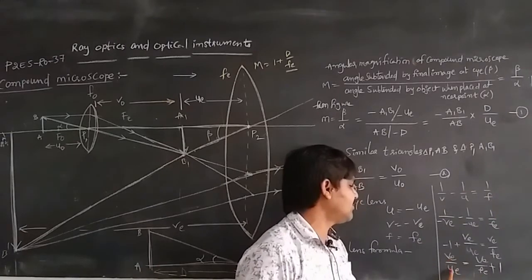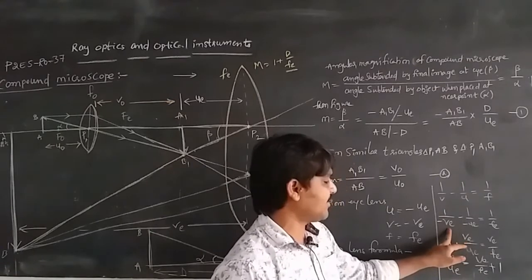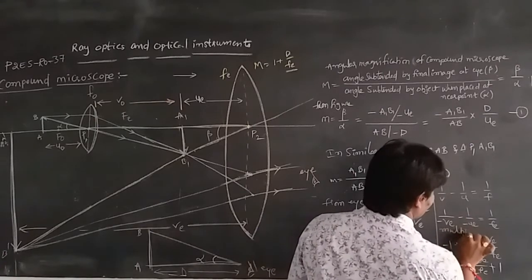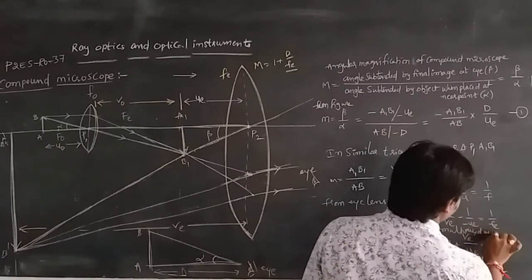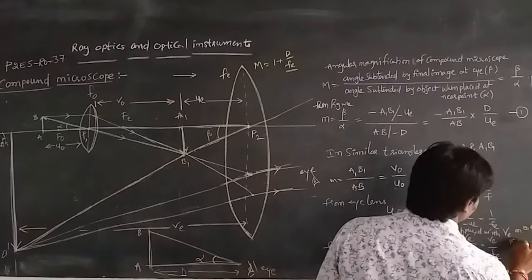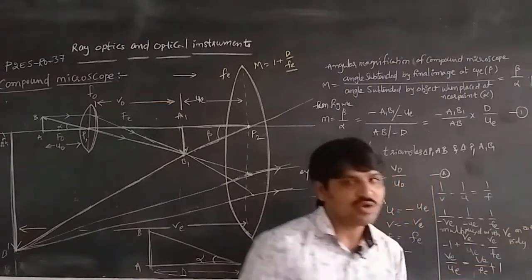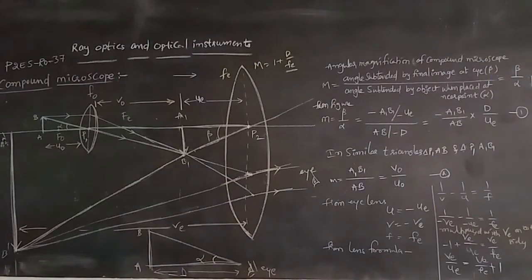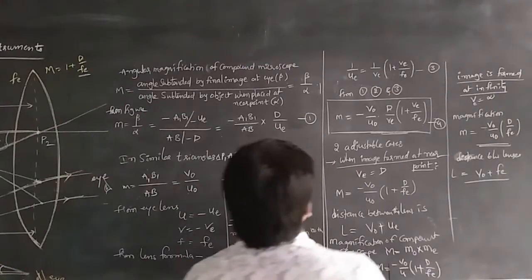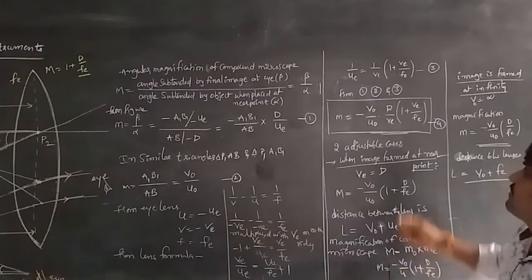If we substitute, then multiplying both sides with Ve, we get Ve by Ue is equal to Ve by Fe plus 1. So from that relation again we can write that 1 by Ue is equal to 1 by Ve into 1 plus Ve by Fe, the equation for magnification.